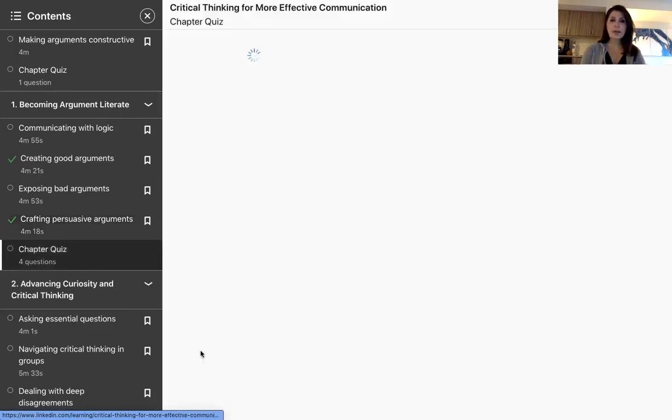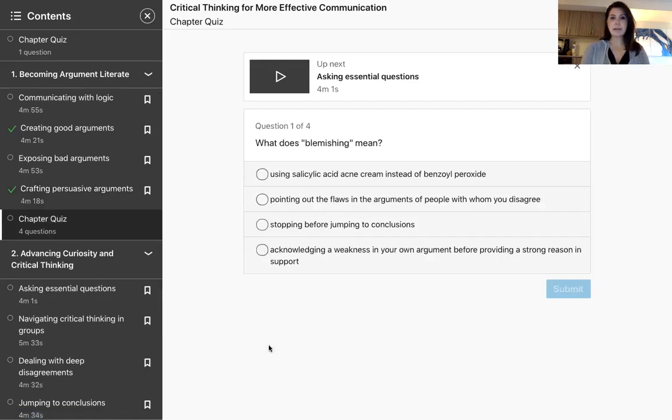So what I want you to do now, I want everybody to get ready. I open the chat box in here and I want all of you to answer the question. Question number 1 is asking you if you know the meaning of blemishing. You can check your dictionary if you like, that's fine. What is the meaning of blemishing? Using the salicylic acid, acne cream, or pointing out the flaws in the arguments of the people from whom you disagree, stopping before jumping to conclusion, acknowledging a weakness in your own argument before providing a strong reason and support.